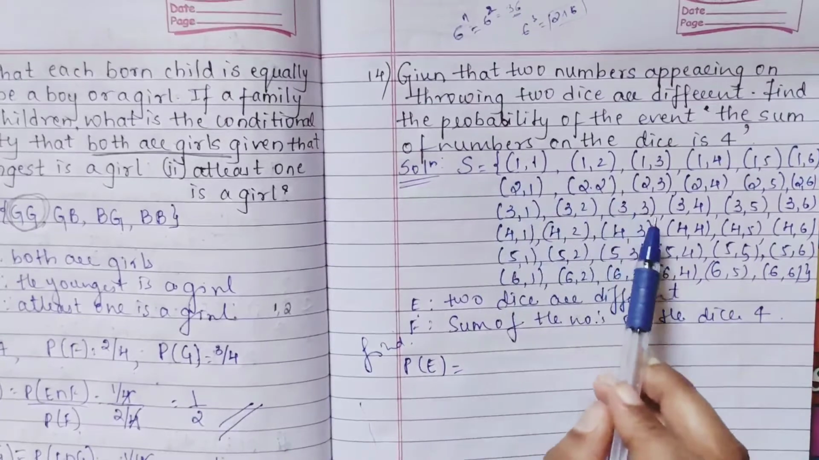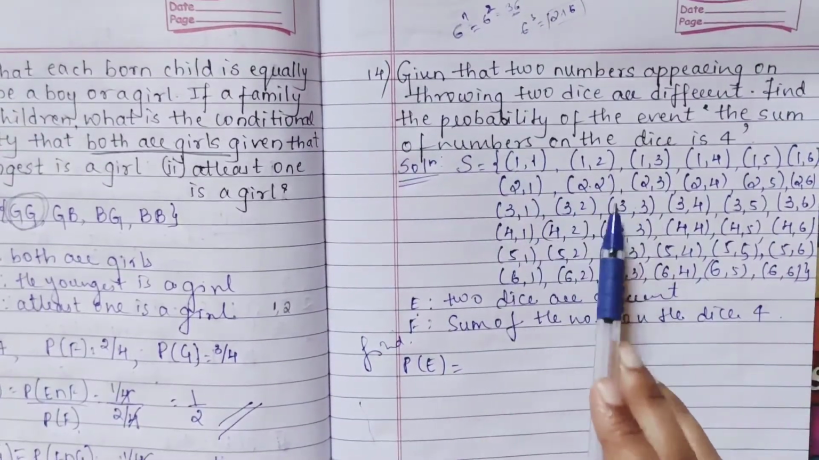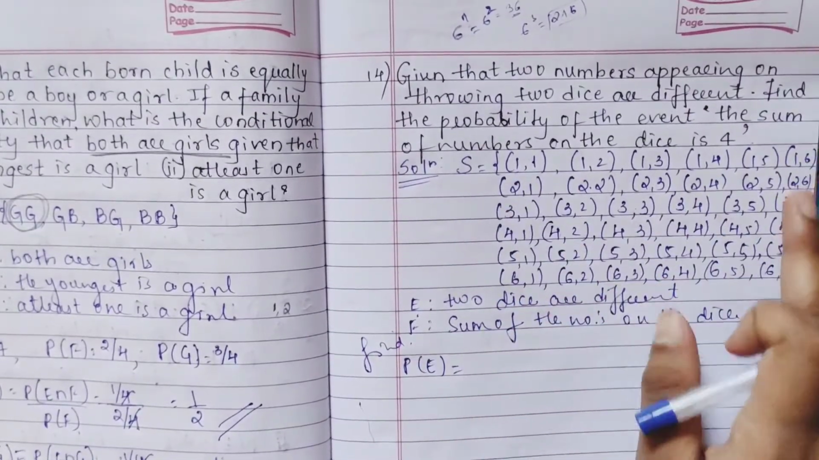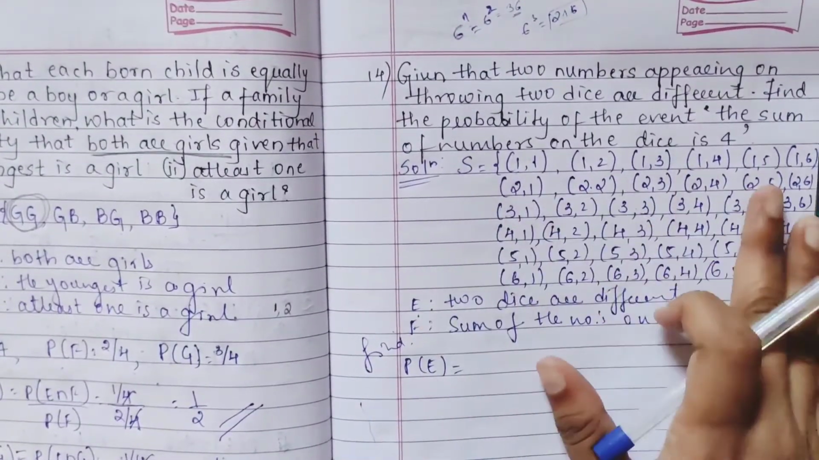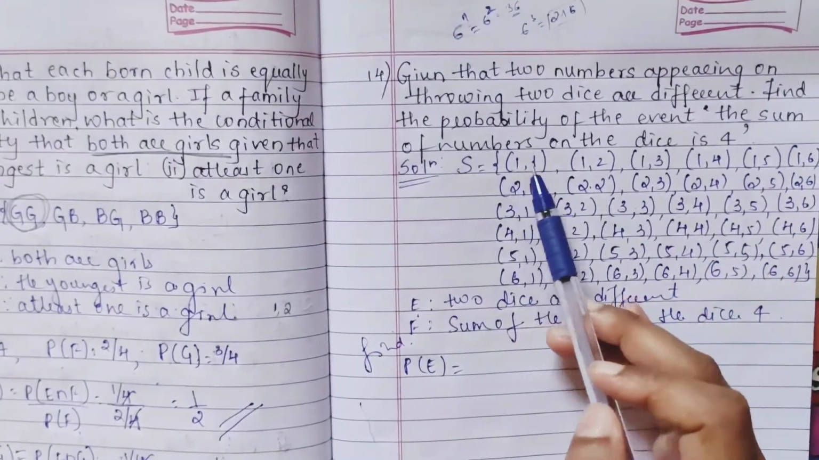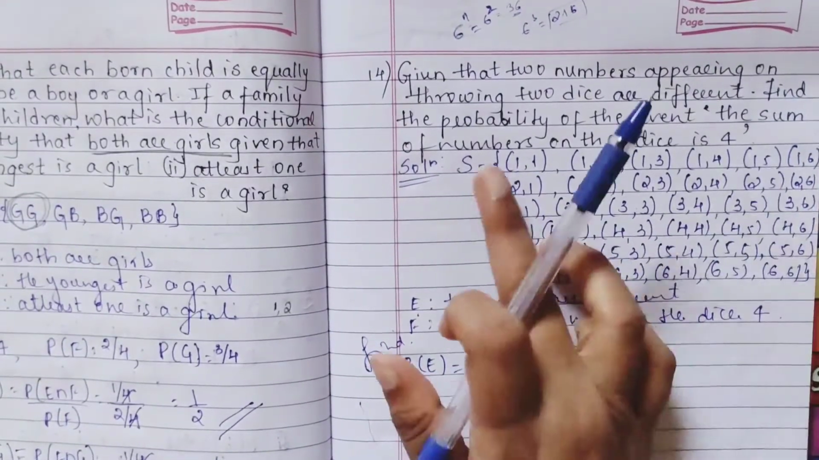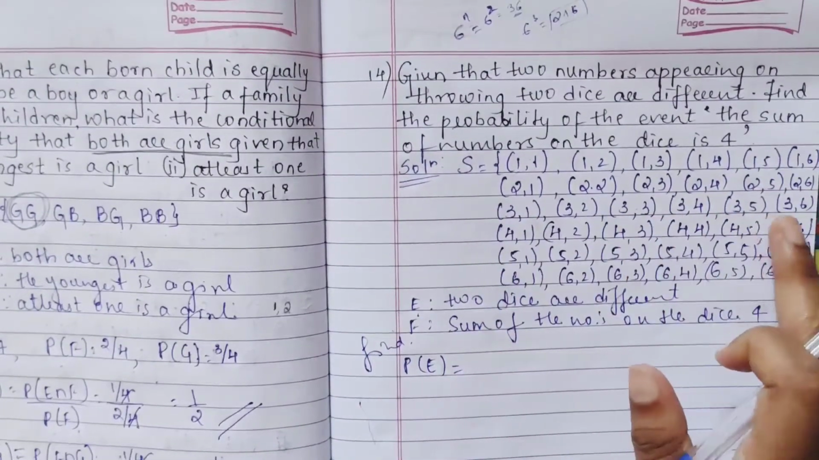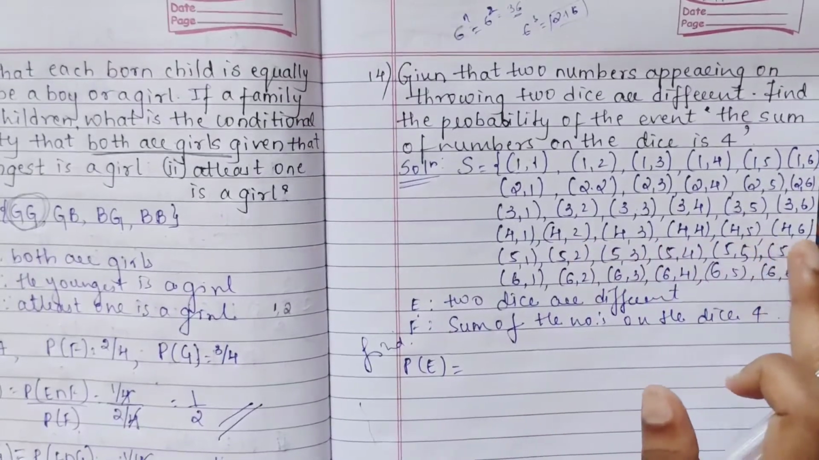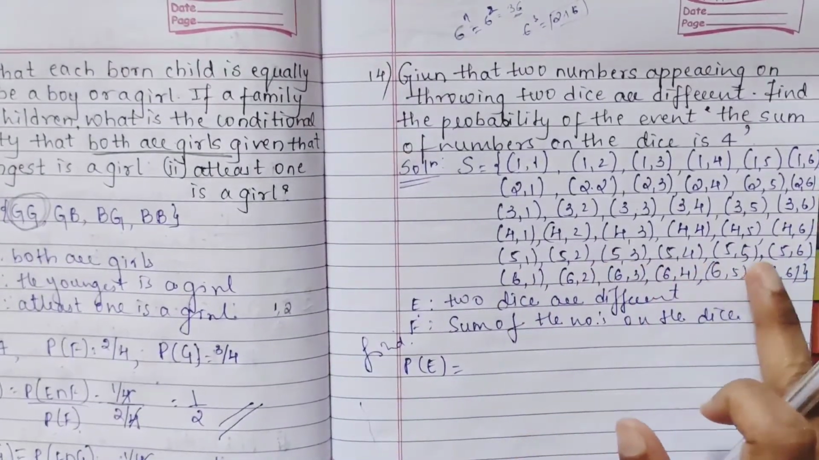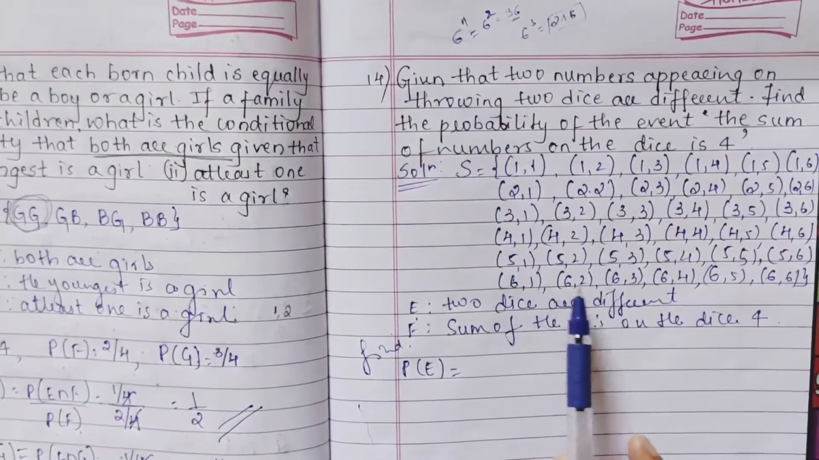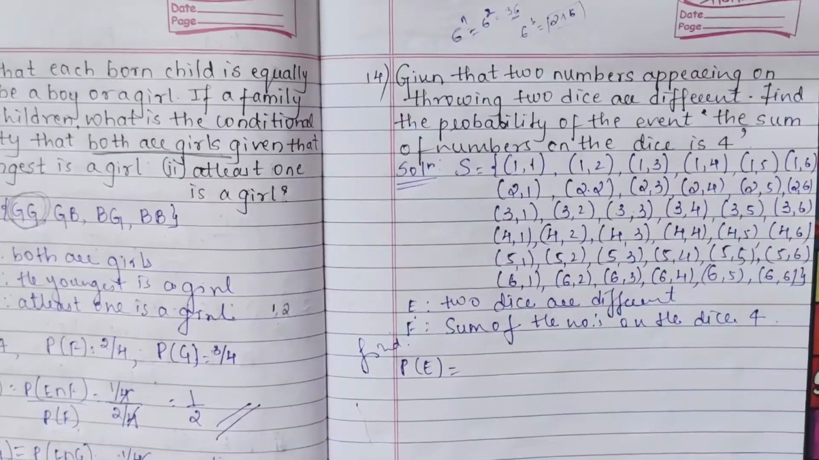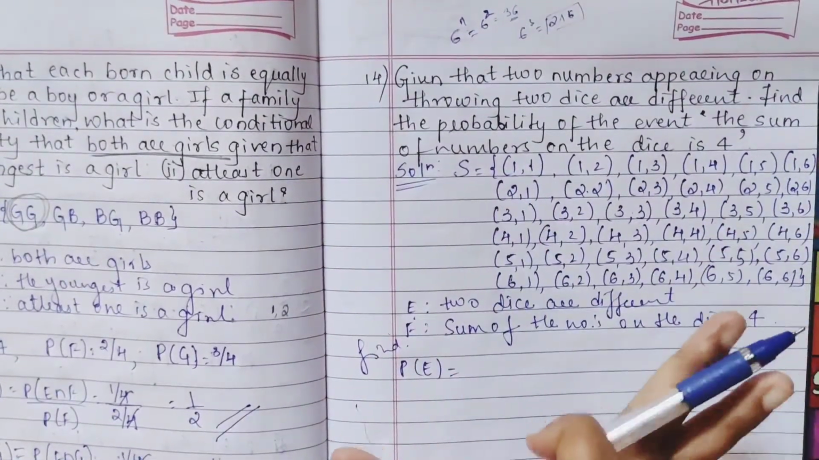So leaving the doublets, you call it doublets, right? 1 1, 2 2, 3 3, 4 4, 5 5, 6 6. Leaving this, everything you have to take. See how we are writing it? 1 1, 1 2, 1 3, 1 4, 1 5, 1 6, 2 1, 2 2, 2 3, 2 4, 2 5, 2 6, 3 1, 3 2, 3 3, 3 4, 3 5, 3 6, 4 1, 4 2, 4 3, 4 5, 4 6, 5 1, 5 2, 5 3, 5 4, 5 5, 5 6, 6 1, 6 2, 6 3, 6 4, 6 5. Like this you have to make it. Okay, don't get confused while making your sample space.